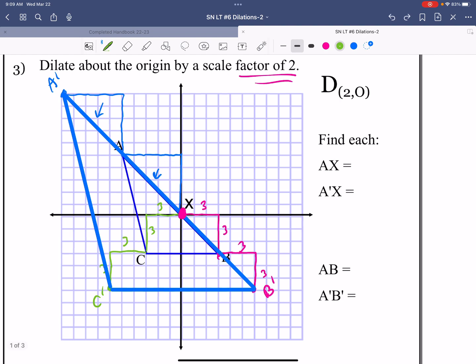Oops. Didn't think it would do that. So take the original triangle, dilate about point X, scale factor of 2, we get those primes. Okay.